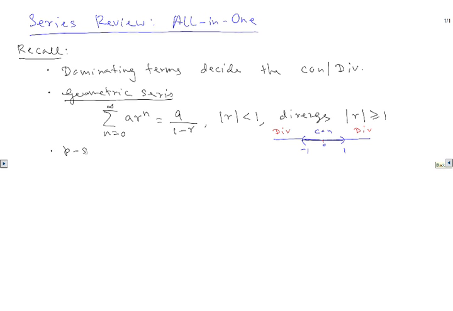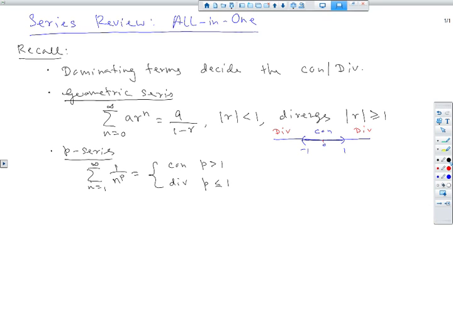And then the next important one is the p series test. So what's a p series? We have sigma n going from 1 to infinity of 1 over n to the p. So it is in the denominator. There are two things. It's going to converge if p is greater than 1. Remember, it is opposite to the geometric series, and it diverges if p is less than or equal to 1.